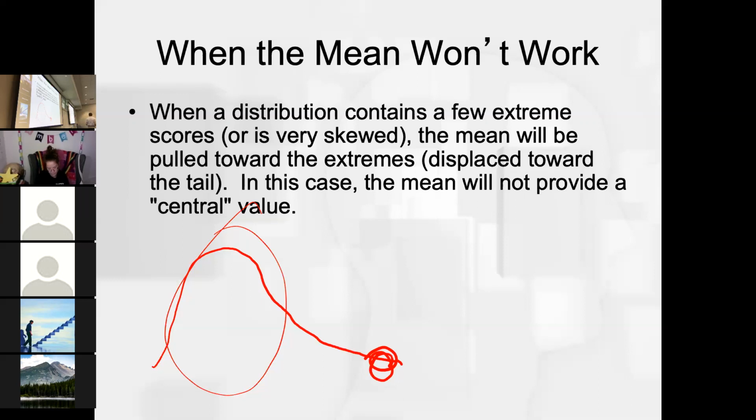And so in this case, if we have this positively skewed data set, you're probably going to have a mean somewhere out here. But that's not really representative of all the data, right? You just have a couple extreme outliers that are skewing the data.